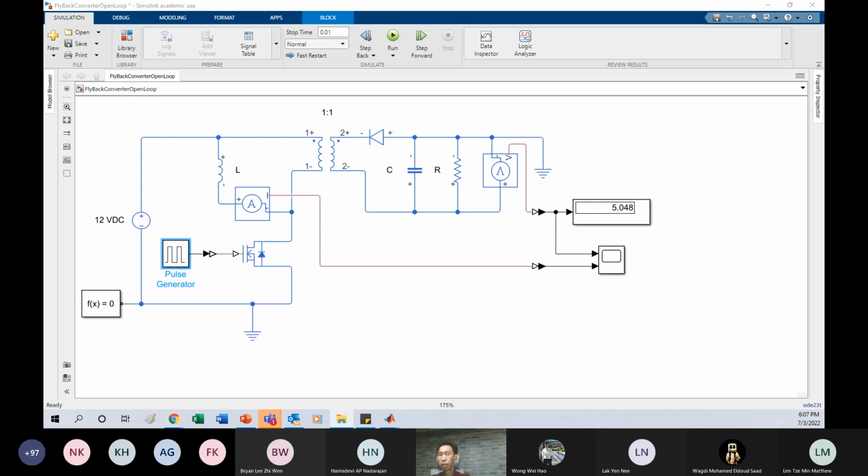Let me find. Because last year the assignment is to make this. That's why I also didn't put it online. Let me see. Do I have this information?